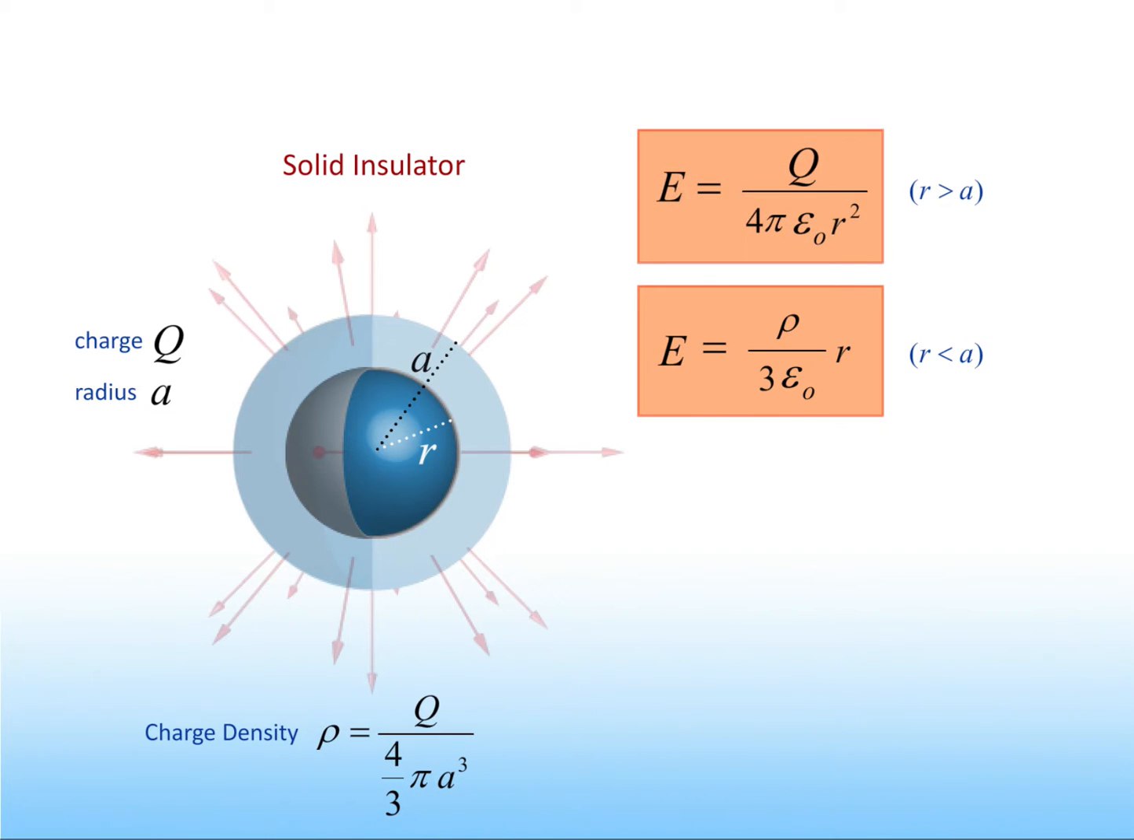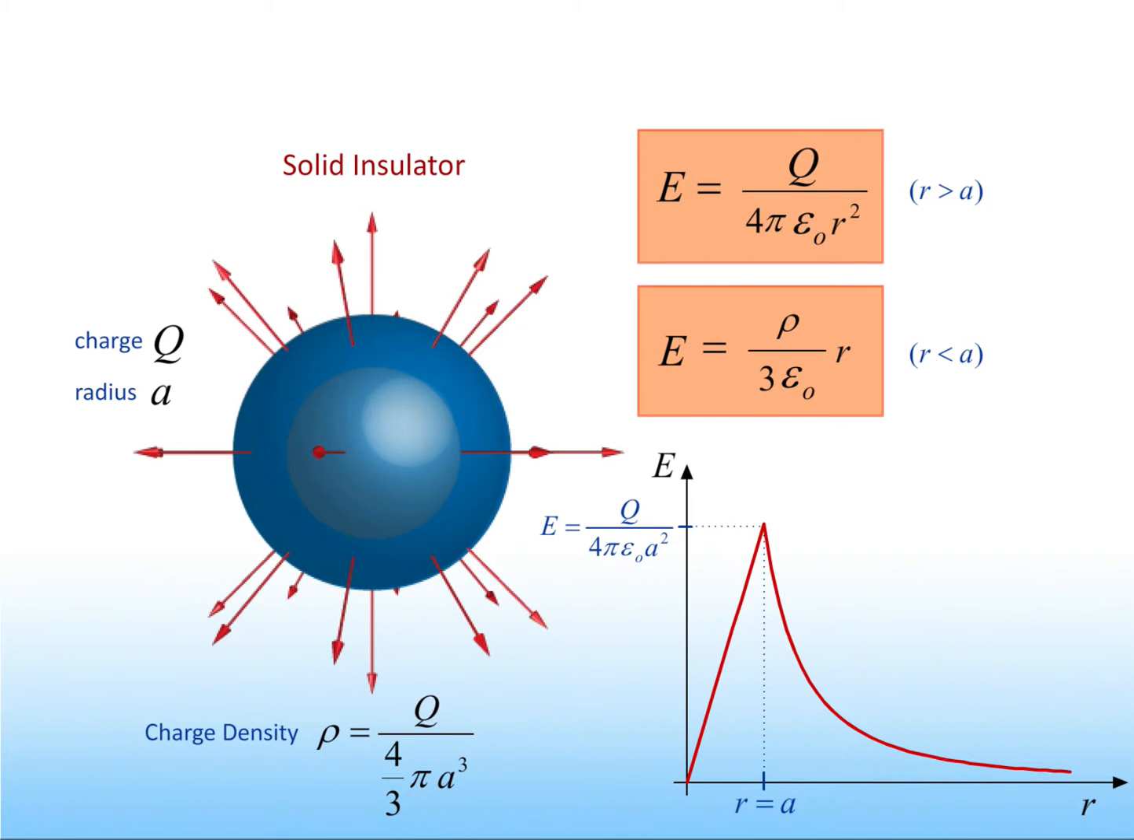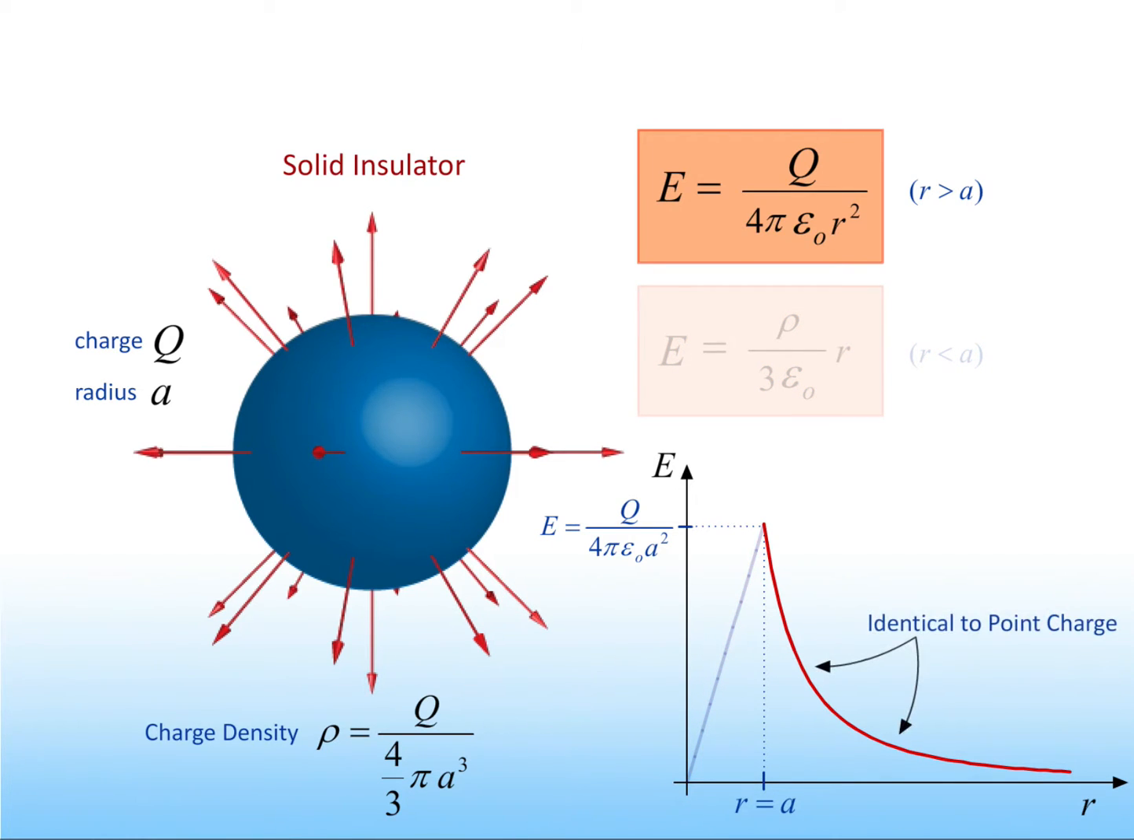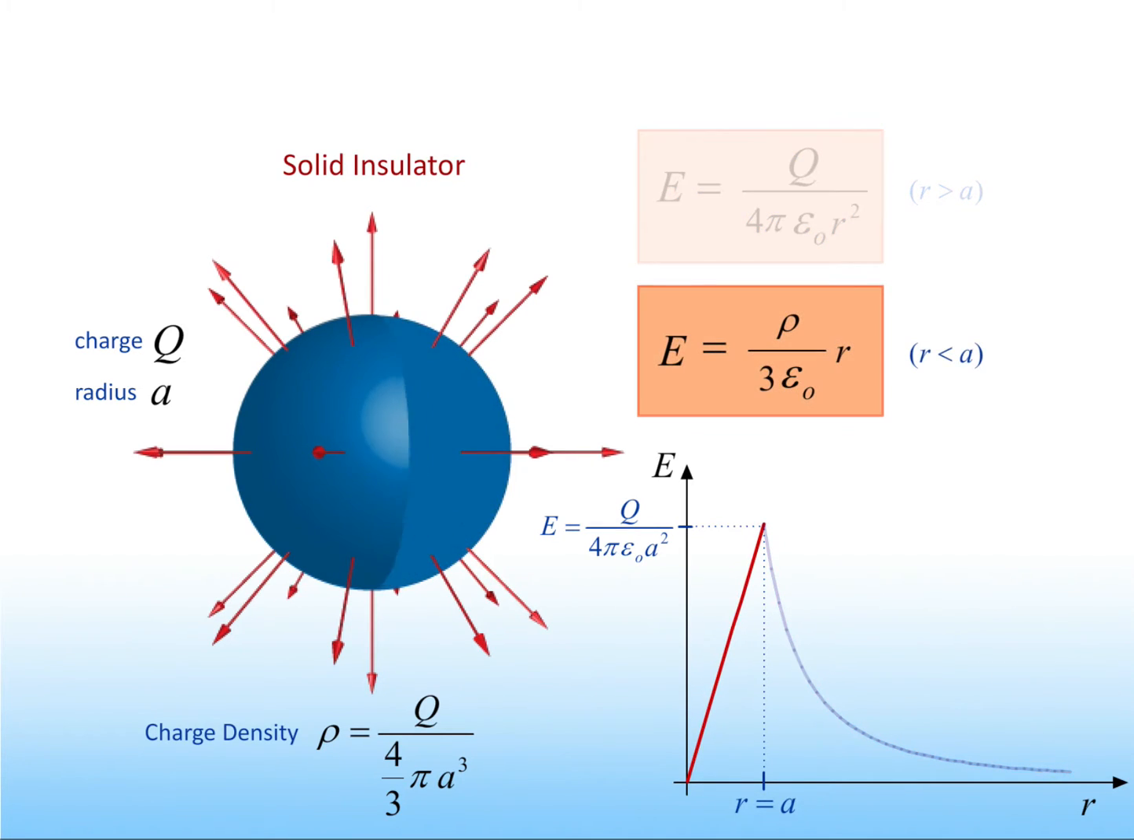We can now plot the radial dependence of the field for all values of r as shown. Here we see that the field outside the insulator, for r greater than a, is identical to that produced by a point charge at the origin. Once we move inside the insulator, for r less than a, less charge is enclosed by our Gaussian surface, which means that the field cannot continue to increase as 1 over r squared.